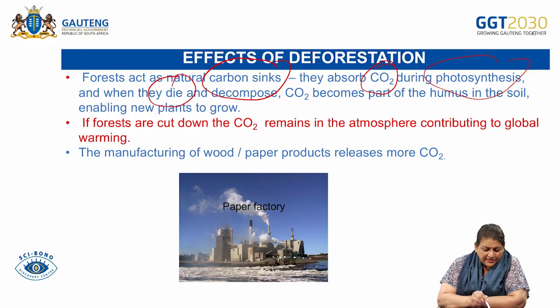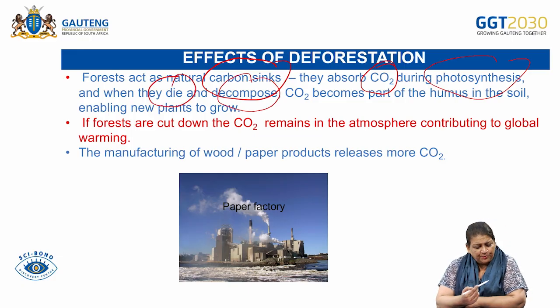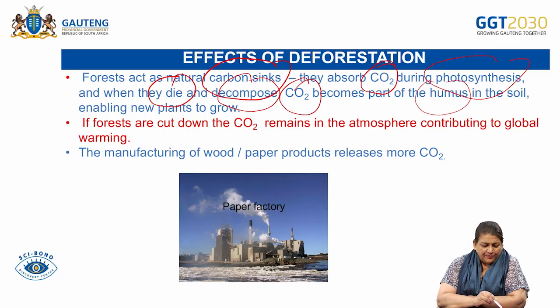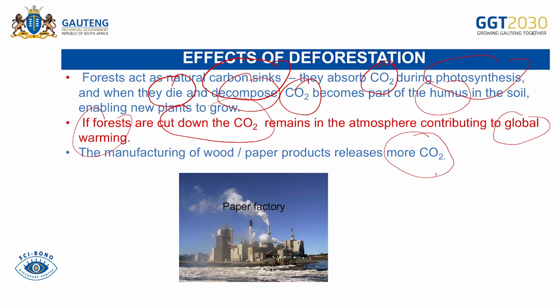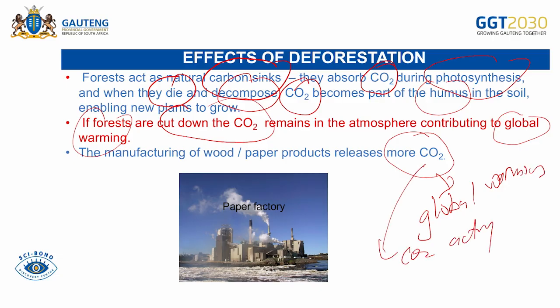And when they die, they will decompose. Or when they're cut, they decompose. Then CO2 becomes part of the humus. Now, if forests are cut down, then CO2 will remain in the atmosphere and cause global warming. The manufacturing of wood and paper produces even more CO2. And what does that cause? Global warming. And why? Because the CO2 is acting as a blanket. It is trapping the UV light within the Earth's atmosphere.